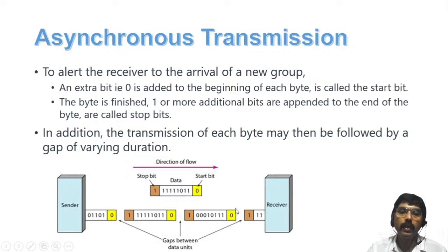Here the first bit is called the start bit. Whenever the start bit is identified by the receiver, it reads one by one. Whenever the stop bit arrives, it stops reading and waits for the next stream.